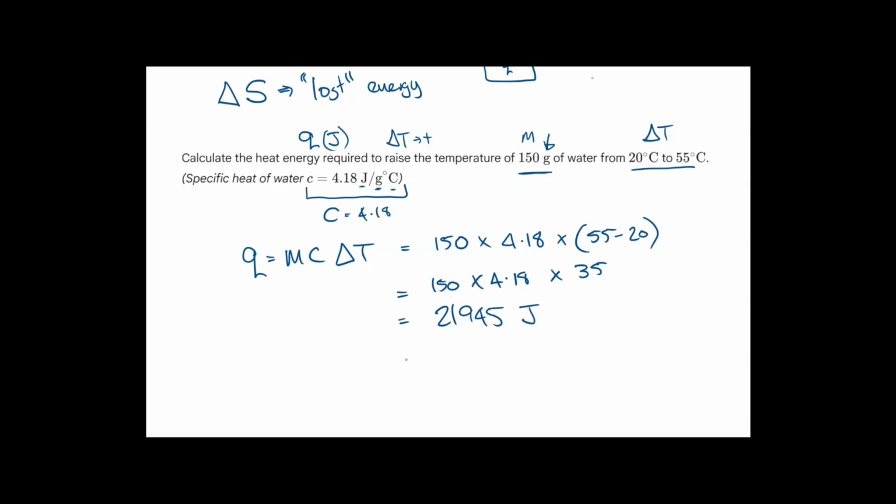So if we were to round this, we could say it's 21.945 kilojoules if we wanted to do that. We could say it's approximately 22 kilojoules if we really wanted to round it, but I'd probably leave it as joules. They give the question to us in joules and grams, so it's reasonable to expect that the answer they want would be in joules.